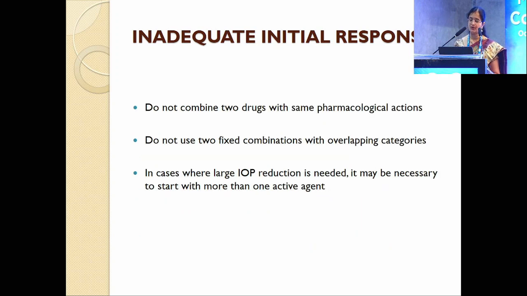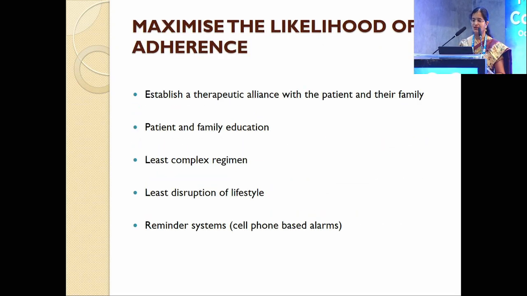Do not combine 2 drugs with same pharmacological actions. Do not use 2 fixed drug combinations with overlapping categories. Sometimes when the initial pressure is very high, that is above 40, then you can start them on more than one medication initially itself. You have to make sure that the patient is compliant. Talk to the patient and the family members, explain to them the prognosis of the disease and importance of using medication. You can ask them to keep some reminder systems, like an alarm in the mobile. My time is over, I guess, sorry.